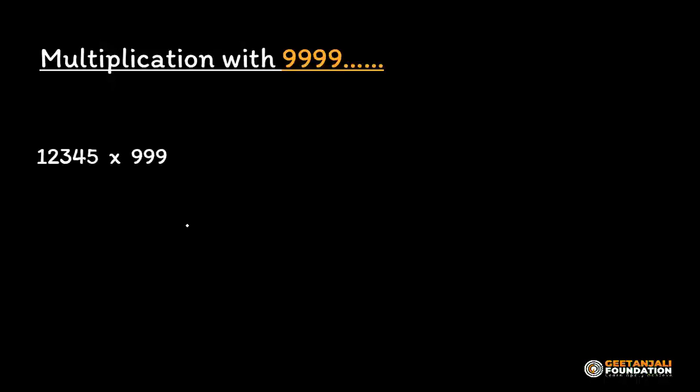Now the number is bigger. The number is 12345 and you have to multiply this with 9999. If you follow the traditional method, it is a very tedious task, but with our method it is just 2 steps. So count the number of 9s in the multiplier. There are 4 9s. So after the multiplicand, how many zeros will you add? There will be 4 zeros. So your new number is 123450000.